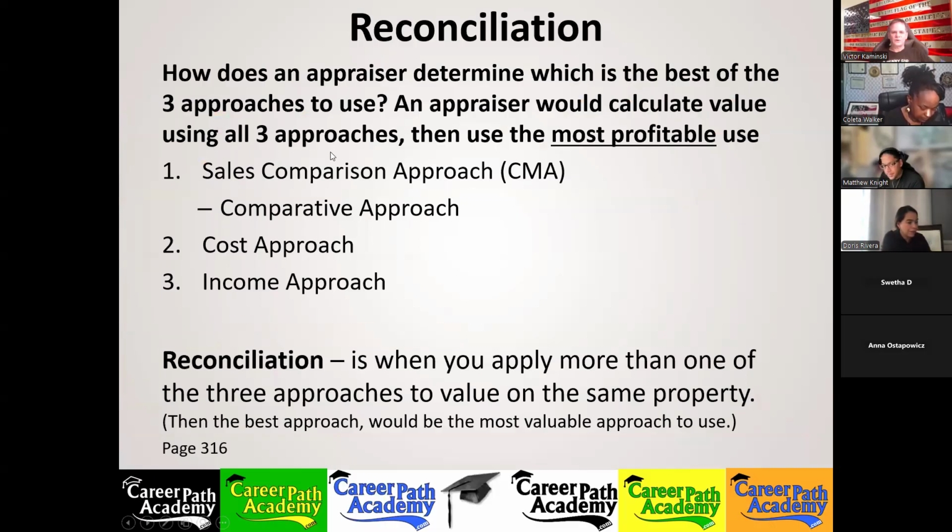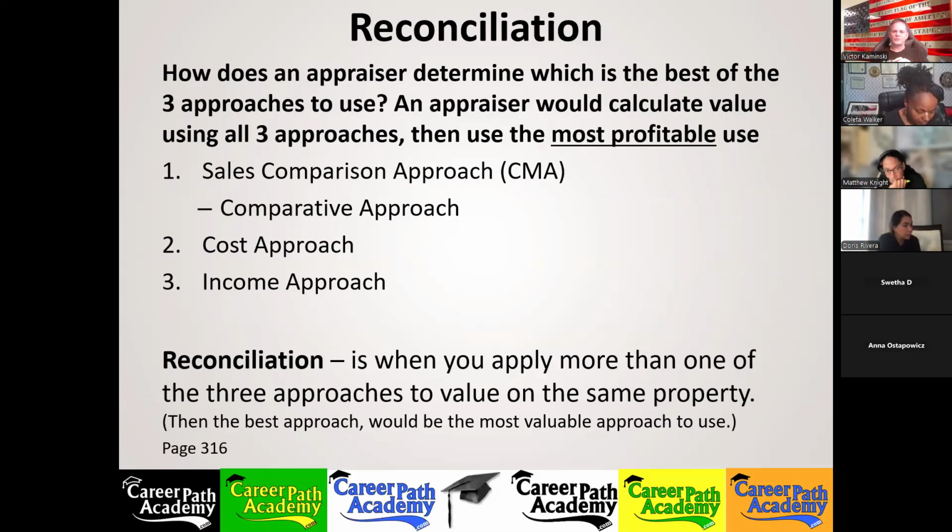Which one of those three approaches to value would you use for a single family house? CMA. The sales comparison approach. And we use that in a CMA. The CMA is the analysis, but the approach to value is the sales comparison approach.